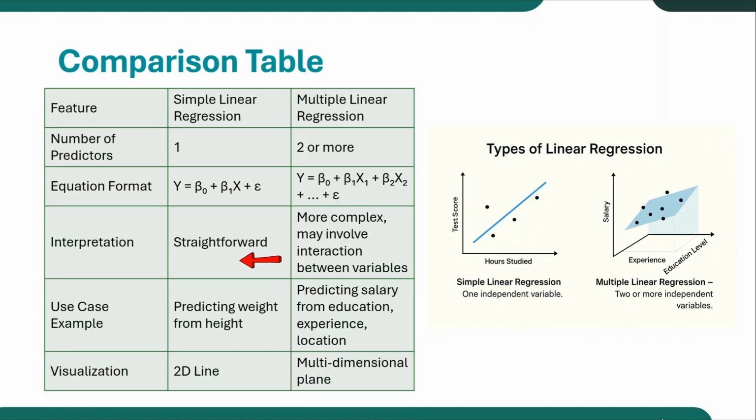Interpretation. Simple regression is easy to interpret. We just look at how one variable affects the outcome. Multiple regression is more complex and may involve interactions between variables, meaning the effect of one factor can depend on another. Use case example. Simple regression might be used to predict someone's weight from their height. With multiple regression, we might predict salary by considering factors like education, work experience, and job location all at once.